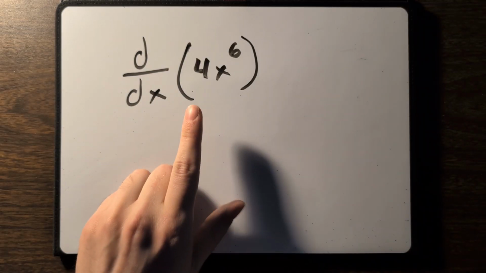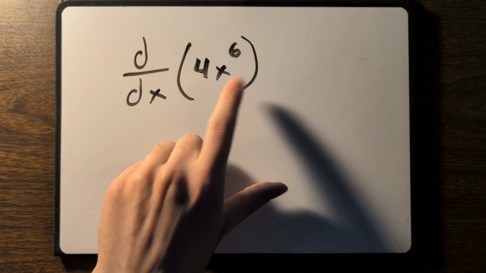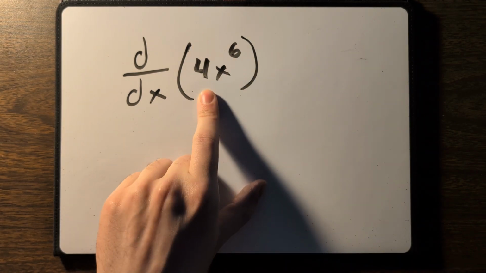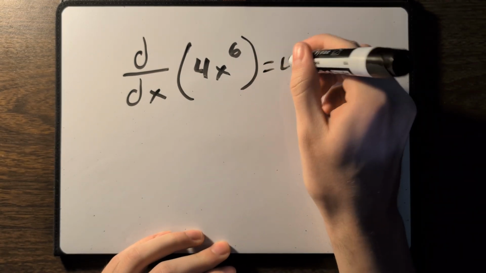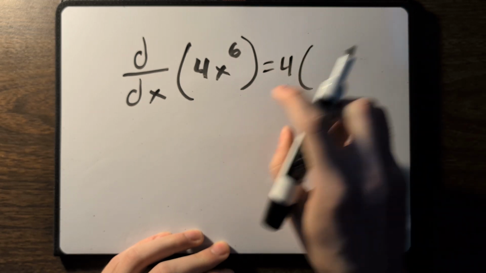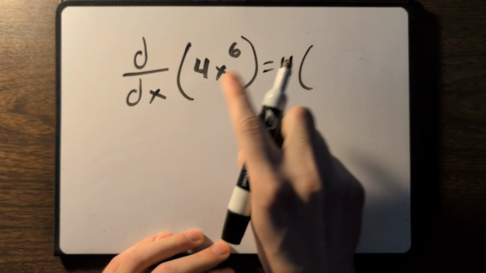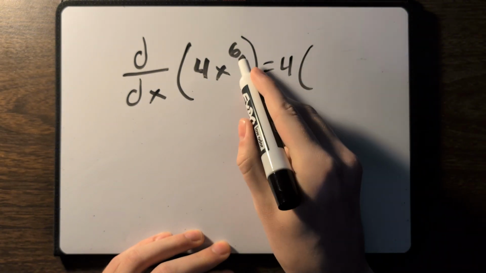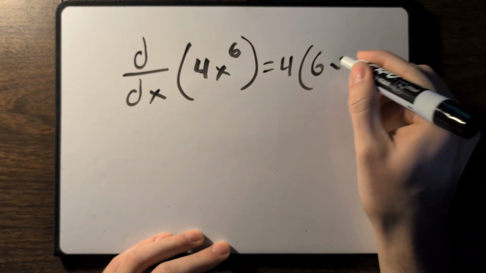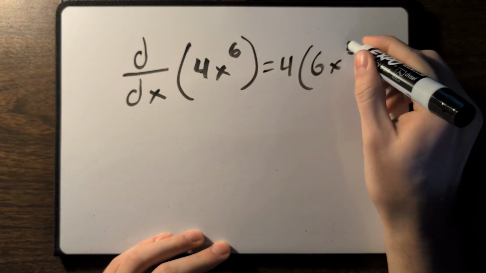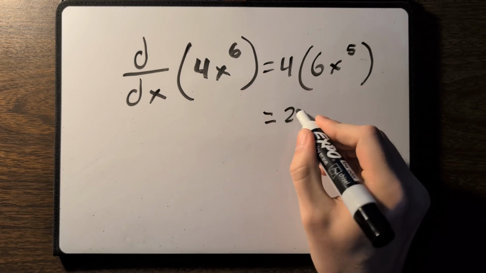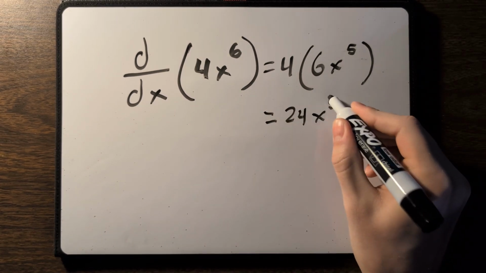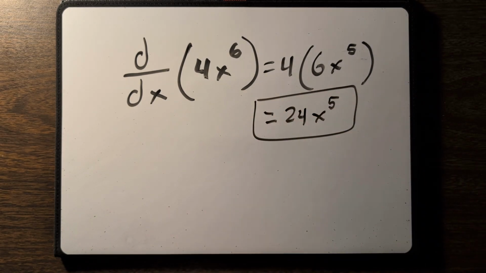Let's try another one. Let's look at this example now. We now have 4x to the power of 6. So we already have something being multiplied by the x. Well, what do we do in that case? Well, we just say that this is 4 times, and then we just take the derivative of x to the 6th like we would normally. So we drop the power down, multiply that by x, and then subtract 1 from the exponent. Now this will simplify to 24x to the 5th. Fairly simple, fairly straightforward.